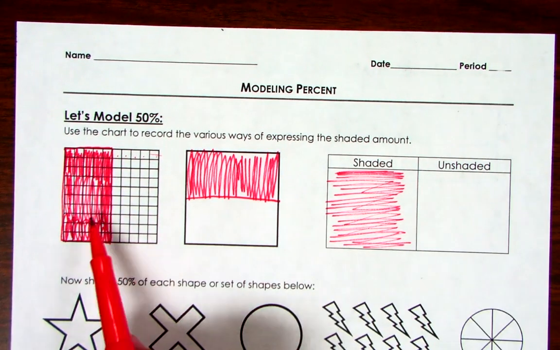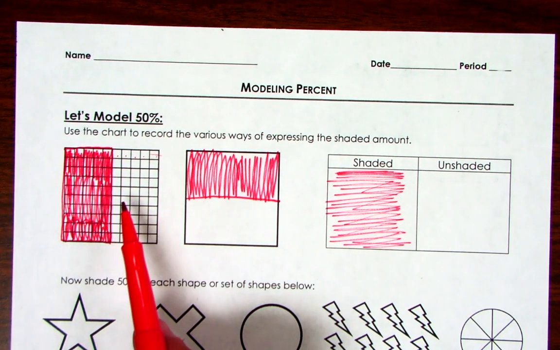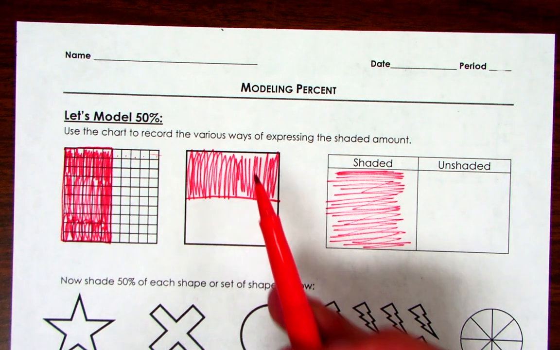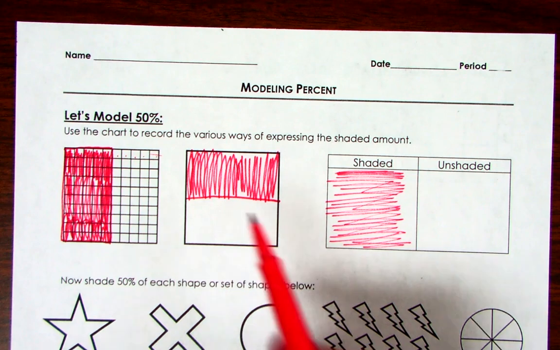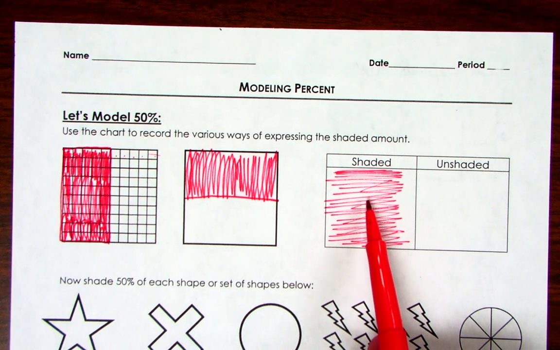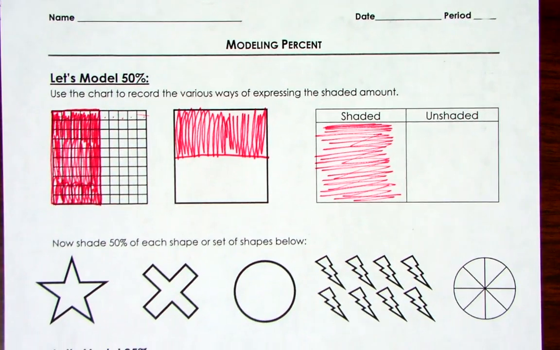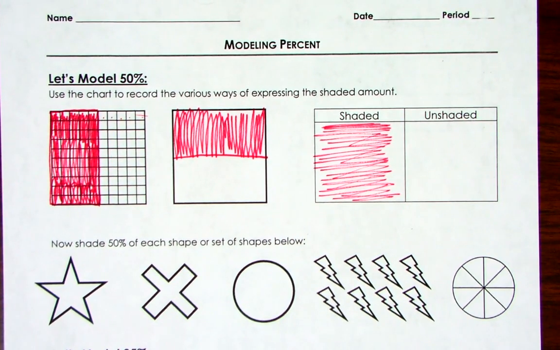Guys, if you notice, 50% of the picture is shaded, the other 50% is not shaded. Same thing here, 50% shaded, 50% unshaded. 50% shaded, 50% unshaded. Now, the next ones, it says now shade 50% of each of the following.